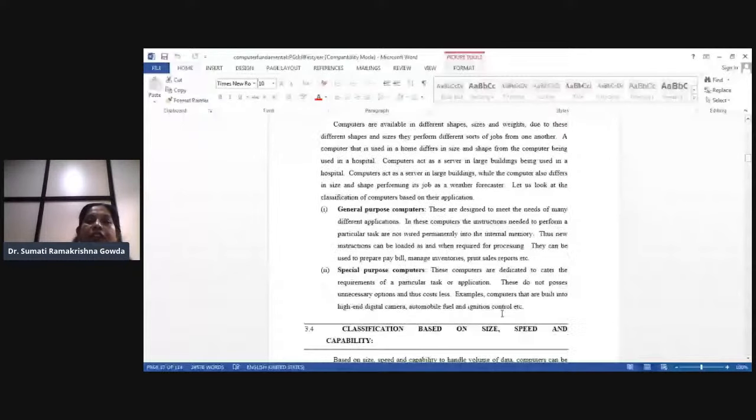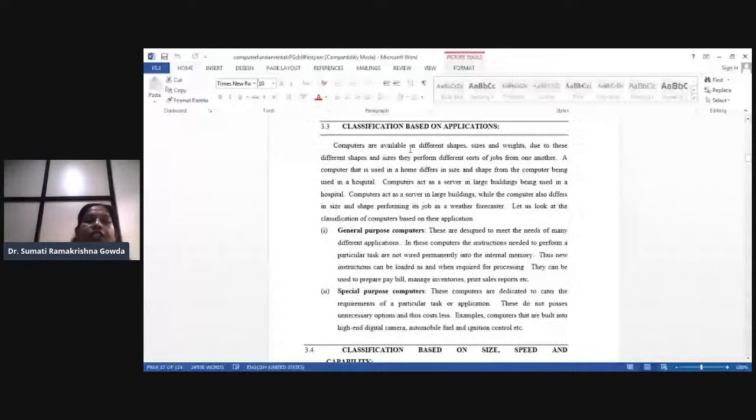Classification is based on applications. Computers are available in different shapes, sizes, and weights. Due to these different sizes and shapes, they perform different sorts of jobs from one another. A computer that is used in a home differs in size and shape from the computer being used in a hospital. Computers act as a server in large buildings, while another computer also differs in size and shape, performing its job as a weather forecaster.